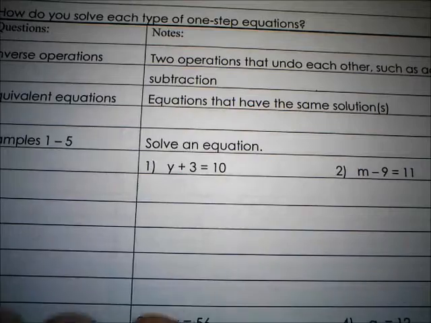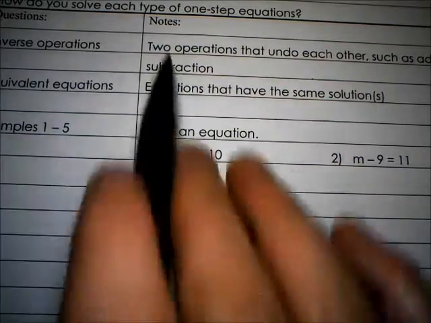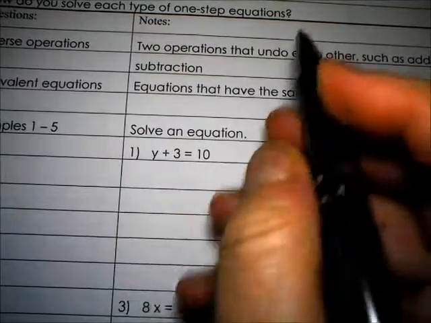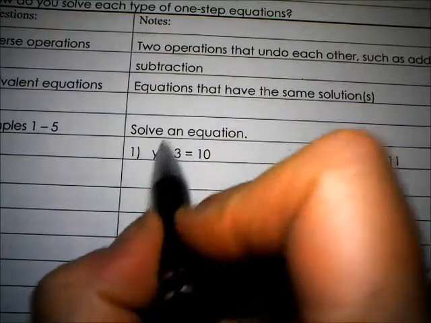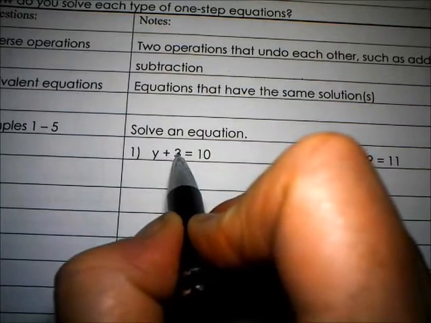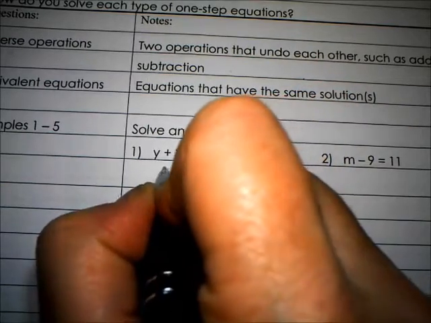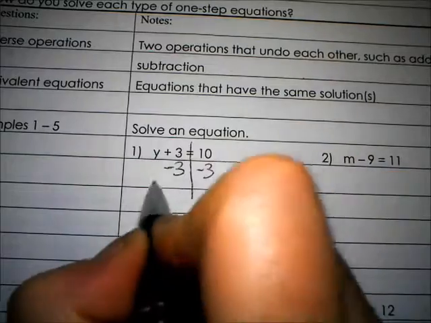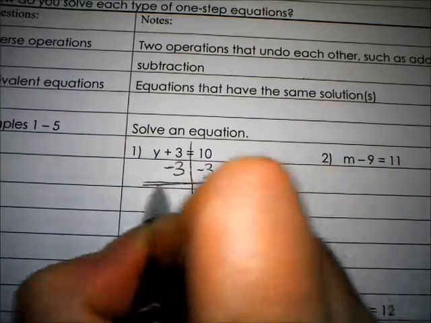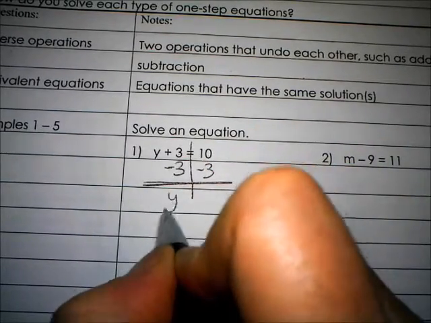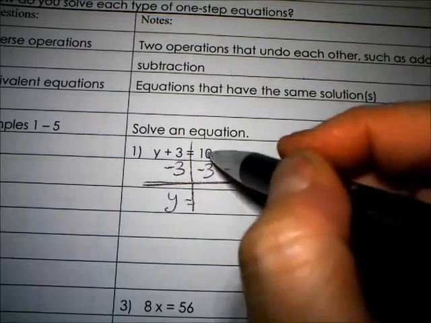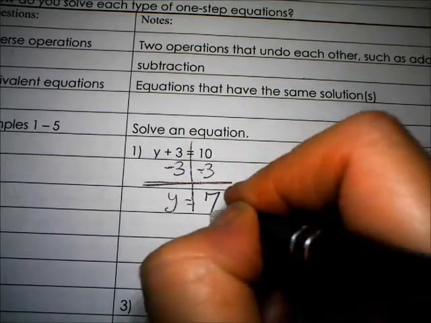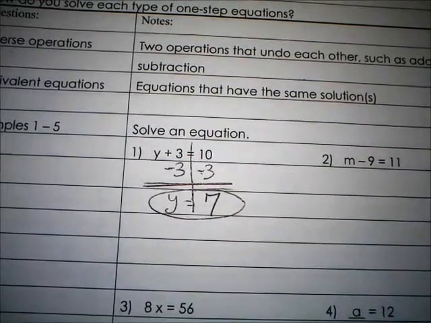So here we go. With our first examples, we just want to solve our equation. I'm going to do the inverse operation, what I call undo. Looking at the y, it has y plus 3. The opposite of adding is to subtract, so I'm going to do that to both sides so I balance it out. Bring down your y, and it equals 10 minus 3, which is 7.